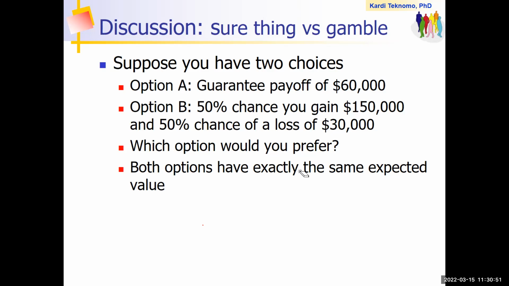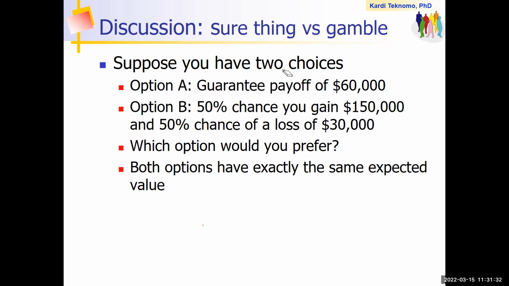How about you, Livy? Which one do you choose, A or B? I would say option B. Why? Because we still have the chance to gain more. Okay, so Livy is a risk taker, and Joy is risk avoidance.